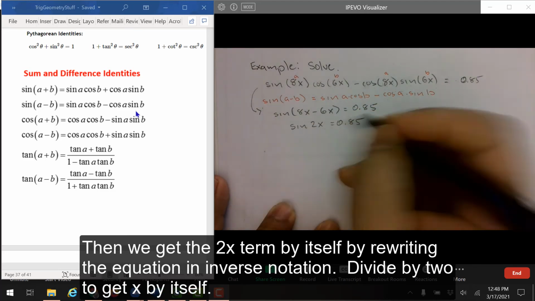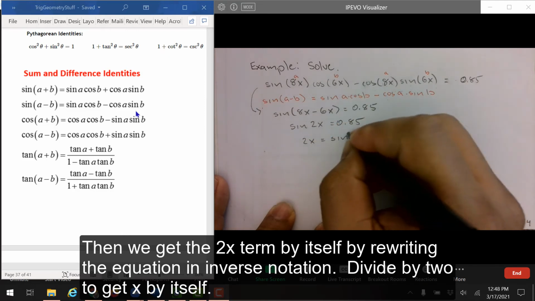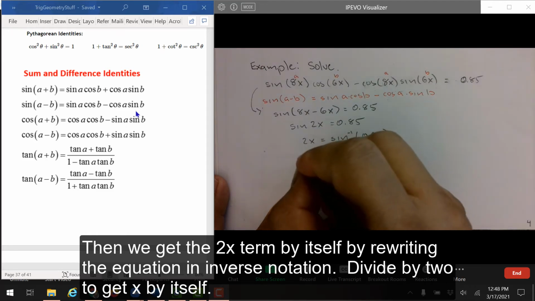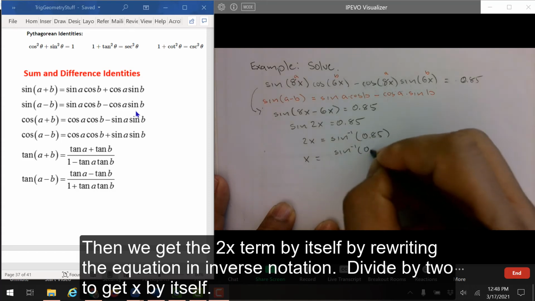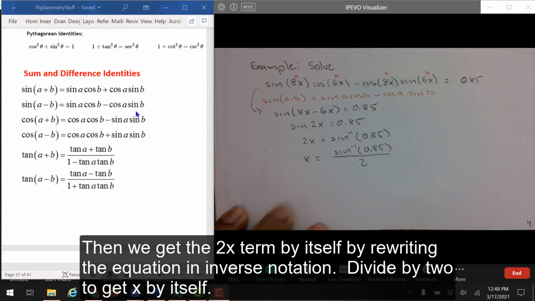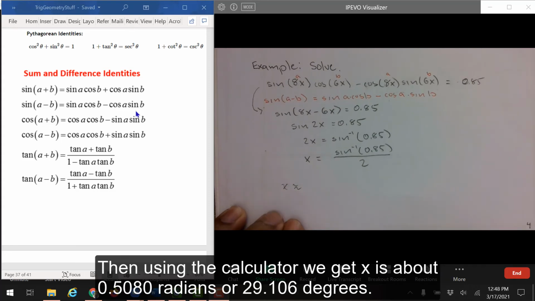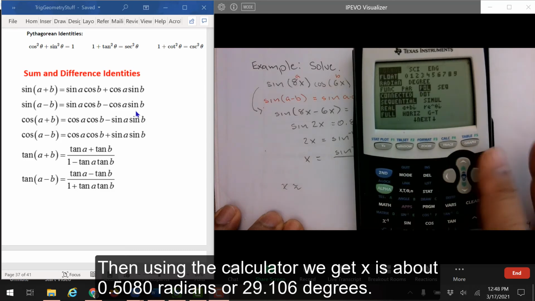Then we get the 2x term by itself by rewriting the equation in inverse notation. Divide by 2 to get x by itself. Then using the calculator, we get x is about 0.5080 radians, or 29.106 degrees.